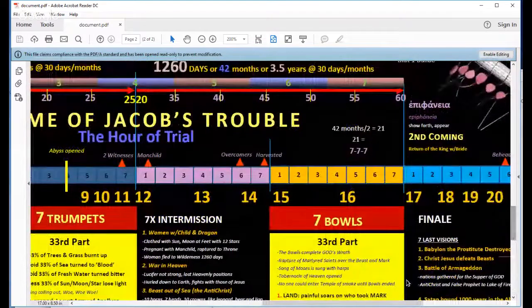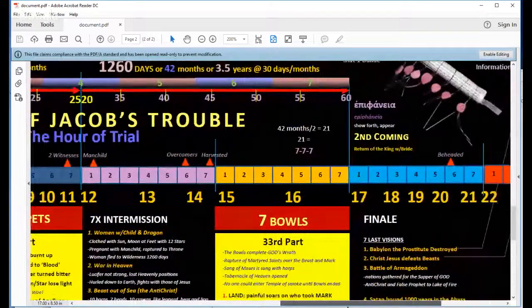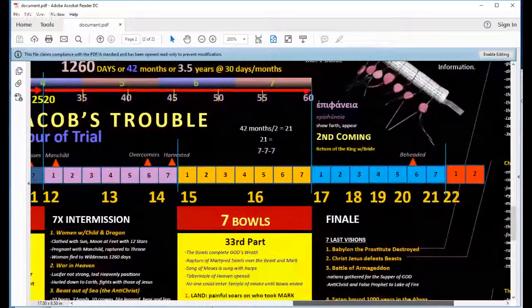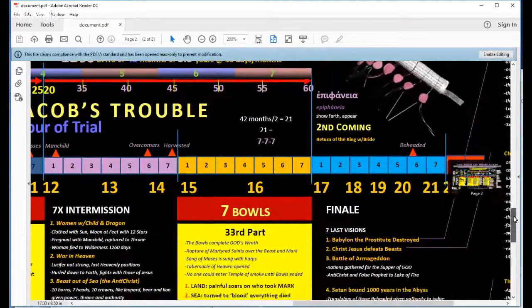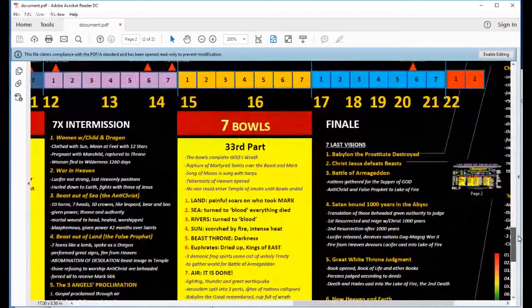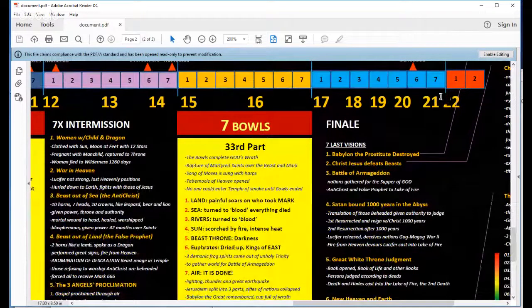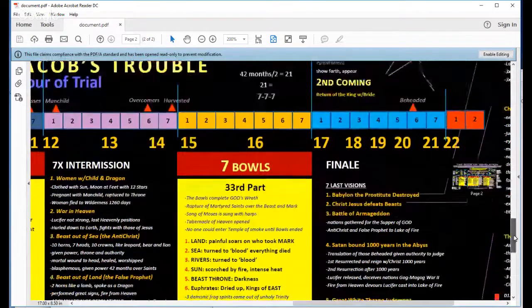Then we have the Epiphany. That's the Greek word up there in purple, the appearance. And this is when Jesus comes to the earth with his saints, not to the sky for his saints. So it is not the rapture. It is only about Jerusalem and Israel and judging the world, the wrath of God. And so then we have this 1,000 years. This is a millennium in blue here.